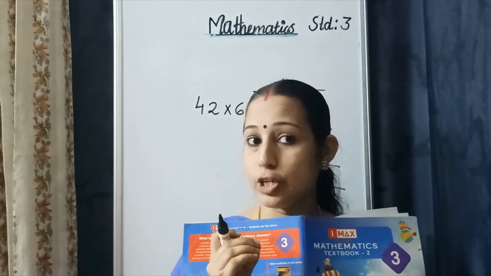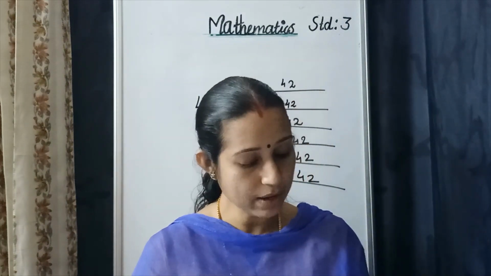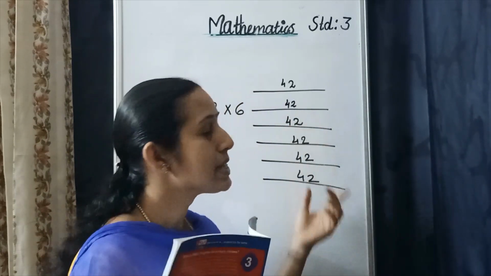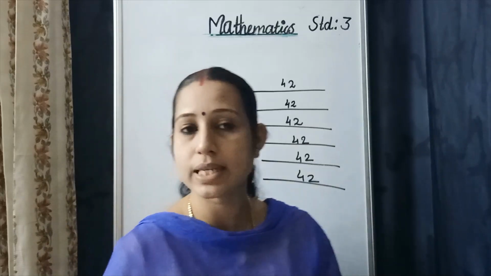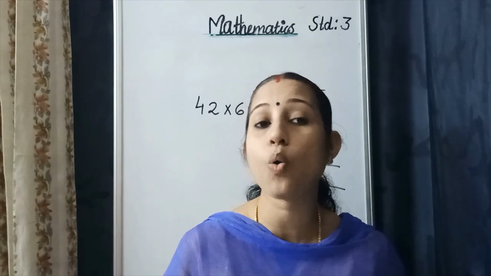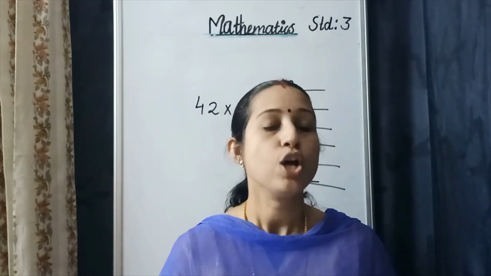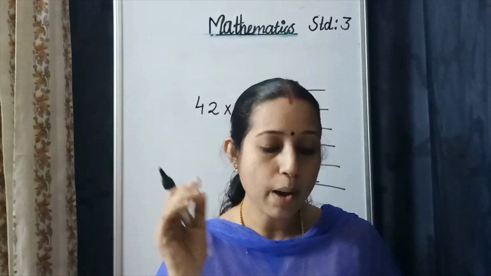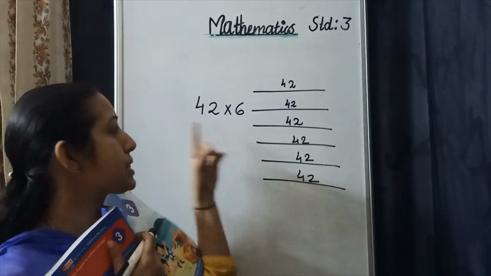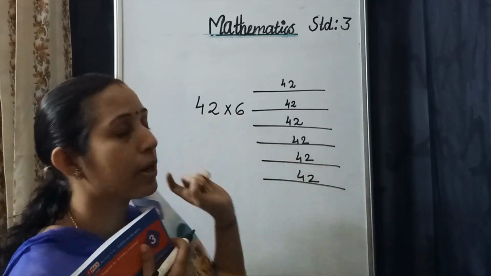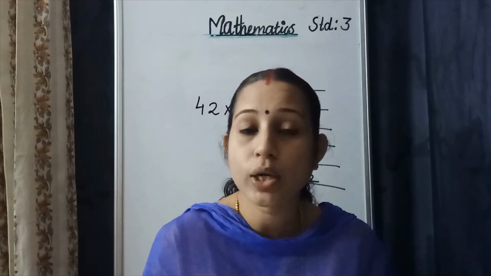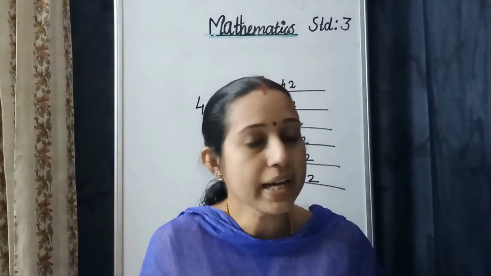Here, for people, we use number. Then the second statement: number of rows. How many rows are here? Total 6 rows. So number of rows is equal to 6. And what do we have to find? We have to find the total number of people in 6 rows. So the total number of people in 6 rows is equal to 42 into 6. Multiplication of a 2-digit number by a 1-digit number. If you multiply that, we'll get the total number of people sitting in that stadium.